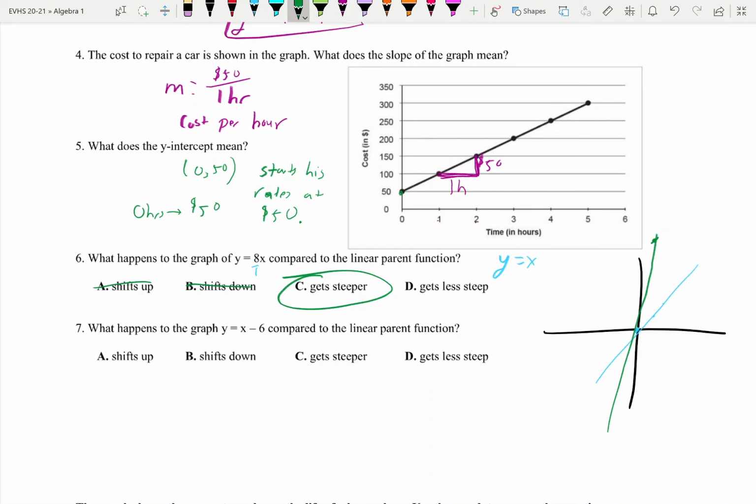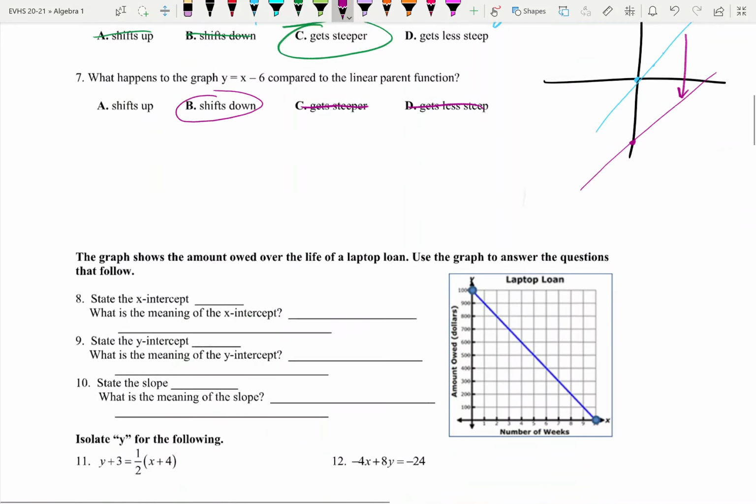Okay, now what happens to the graph of y equals x minus 6? I'm going to go ahead and do this one now in purple. Now, that one looks like it's got a y-intercept of negative 6, so we're going to negative 6. The slope is still 1 over 1, so I drew this kind of bad, but these two lines are going to be parallel because they have the same slope. So since they're parallel, it's not steeper or less steep. And to go from the blue to the purple, it looks like I went down. So my answer is going to be B. It shifts down.